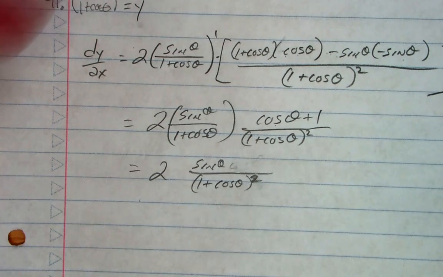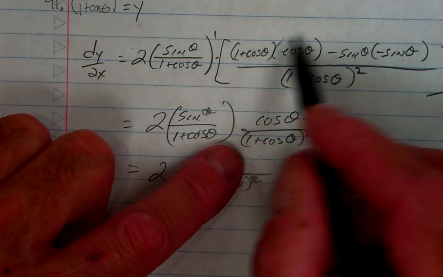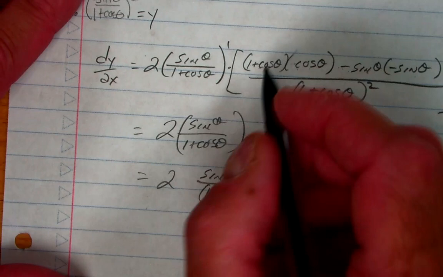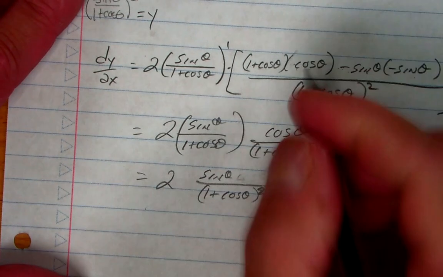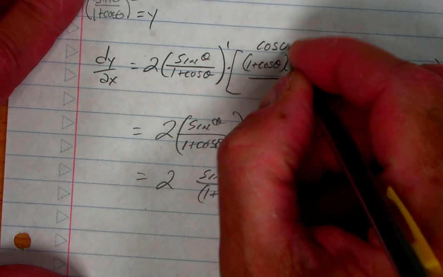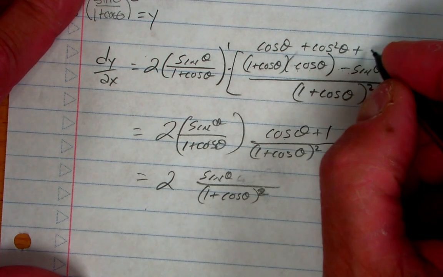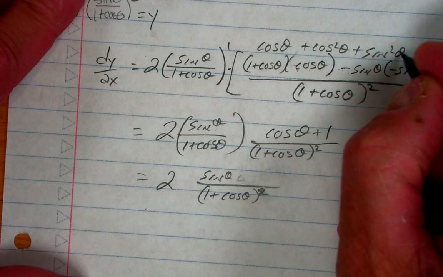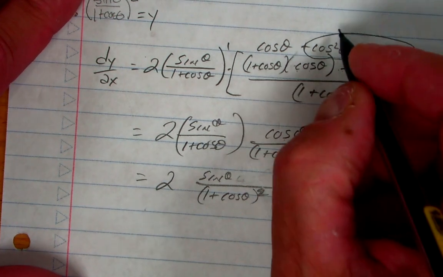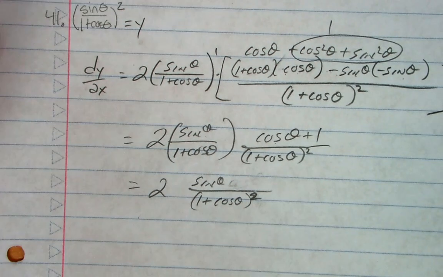Where did this one come from? Because my sine squared plus cosine squared. Because if I write this out a little bit better, which I probably should have, it would be cosine theta plus cosine squared theta. I just tried to do too much in my head to save some time. Okay. Yep, I know. I should probably just write it from the beginning.